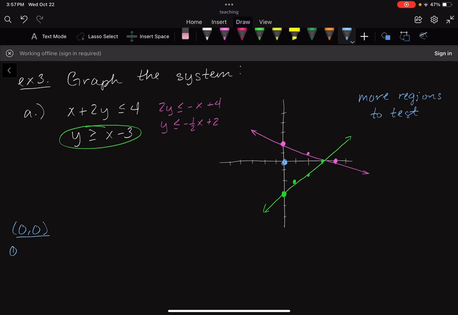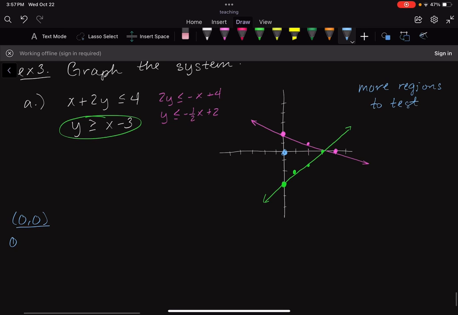So for your first equation, if we test 0, 0, we get 0 plus 2 times 0 less than or equal to 4. 0 less than or equal to 4. So that one's good. If we test it in our second one, we get 0 greater than or equal to 0 minus 3. 0 greater than or equal to negative 3. That is also true. So we would say, yeah, we're going to shade that region.